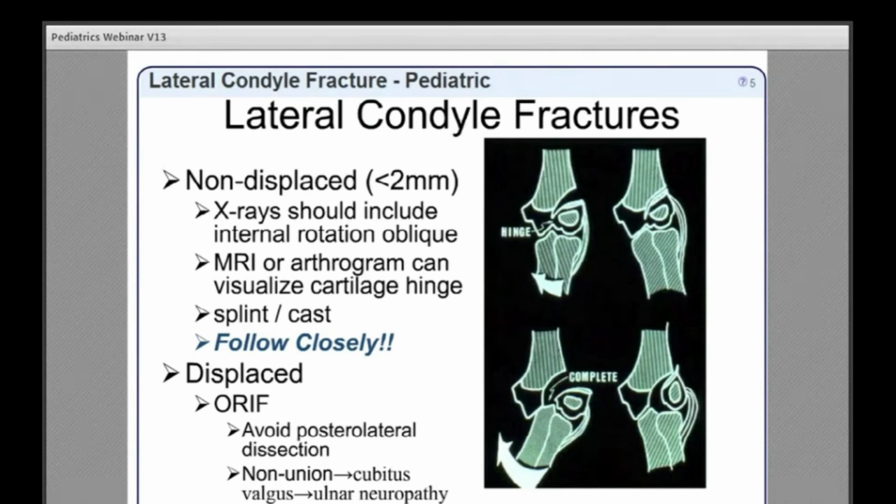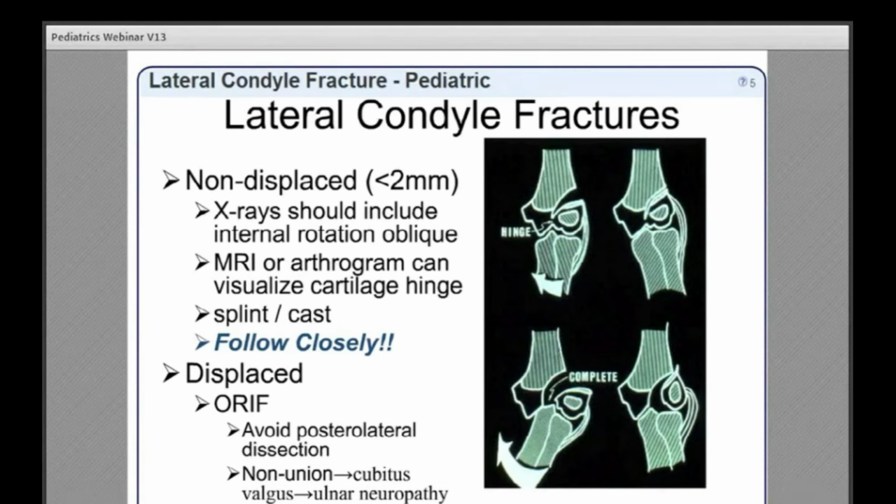An MRI or an arthrogram can be useful to visualize that hinge. Initial treatment for those minimally displaced injuries can be splinting followed by casting with very close follow-up. In fact, they should probably be x-rayed weekly until you can see bridging fracture callus over the metaphysis.